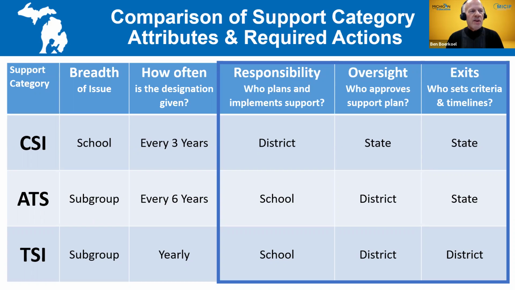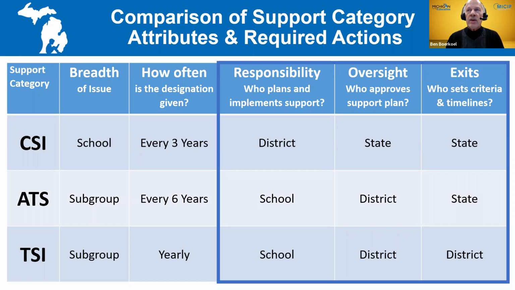It's the schools that are identified, but again, it's the districts that are ultimately responsible for making sure that the schools have the plans and what happens within that plan. The state then provides oversight and has to approve the actual plan, and the state also then sets the criteria and the timeline for exit from CSI status.